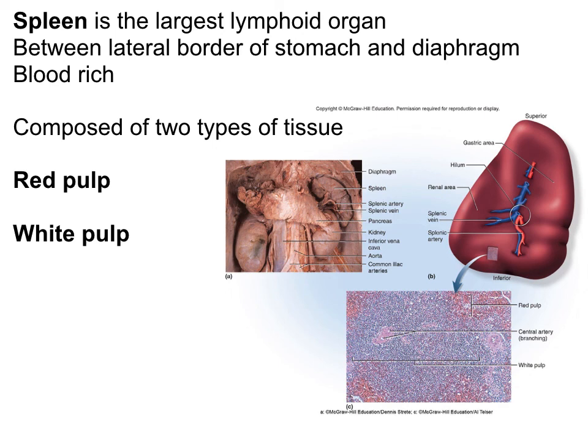Now, your spleen is actually the largest lymphoid organ, and it's going to be positioned between the lateral border of your stomach and your diaphragm. Now, your spleen is very blood rich, which is why if you have damage to the spleen, you can actually hemorrhage very severely, even from very small damage.